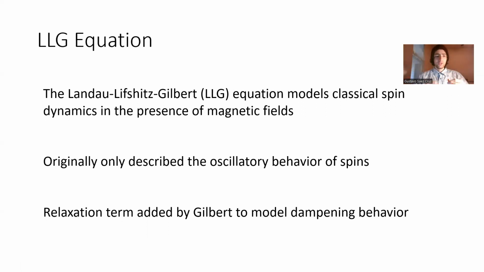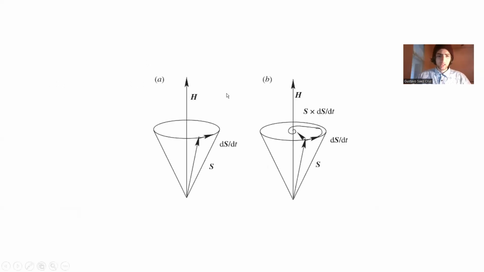So what I used is the LLG equation, which stands for the Landau-Lifshitz-Gilbert equation, which is used to model classical spins like the system that I'm working with here. Originally, it only really modeled this: if you have an auxiliary field that you apply to a spin, it causes your spin to precess around the auxiliary field.